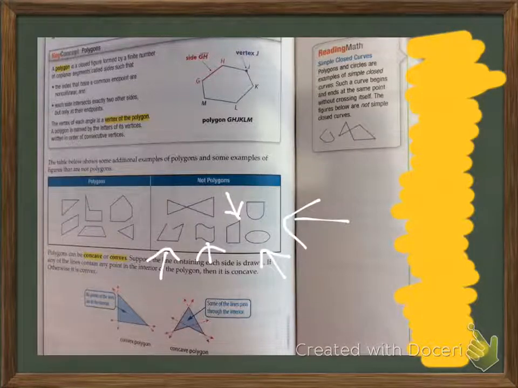This would be a curve, that's why it's not a polygon. Same with this one. And then this, there is one intersection but more than two sides intersecting. So that's why all of those would not be polygons.